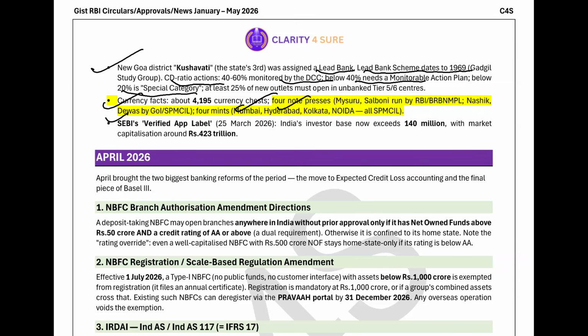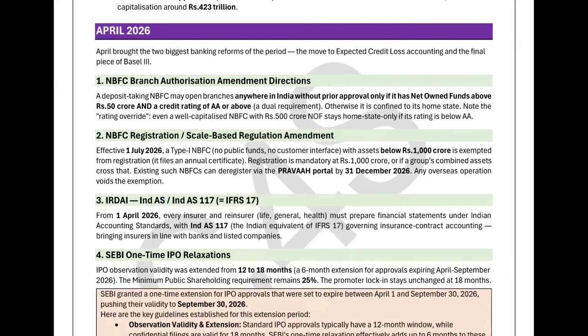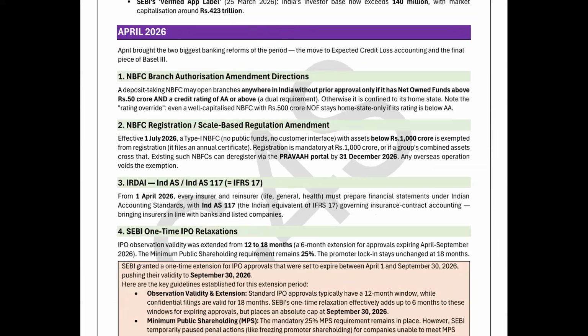SEBI verified app label on March 5th, 2026. India's investor base now exceeds 140 million, with market capitalization around rupees 423 trillion. Is it clear? So the important things we have mentioned in the mass circular on A4 size paper, I hope everyone has covered. Now I'm going to start with the April month.